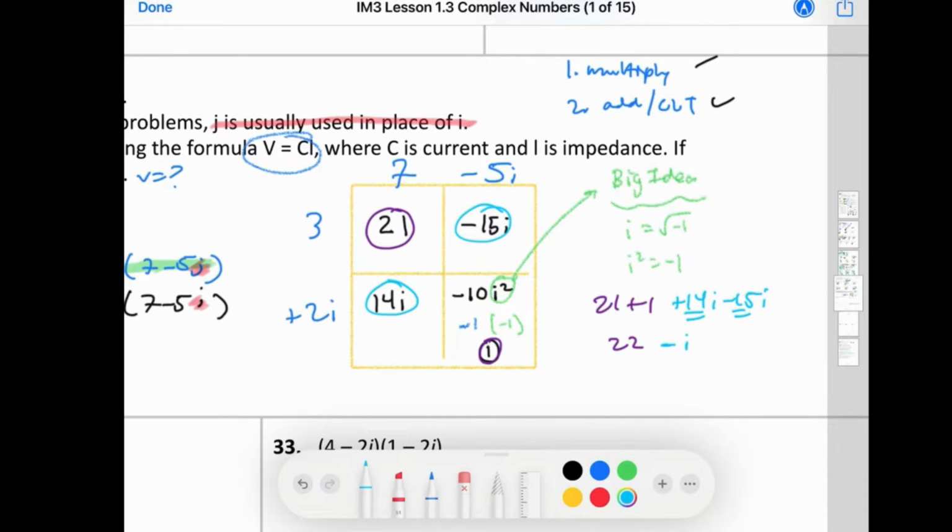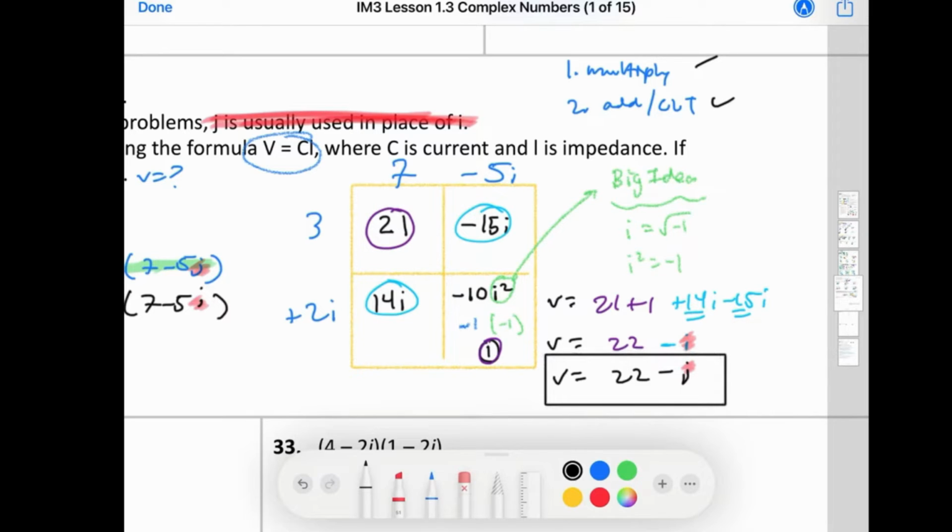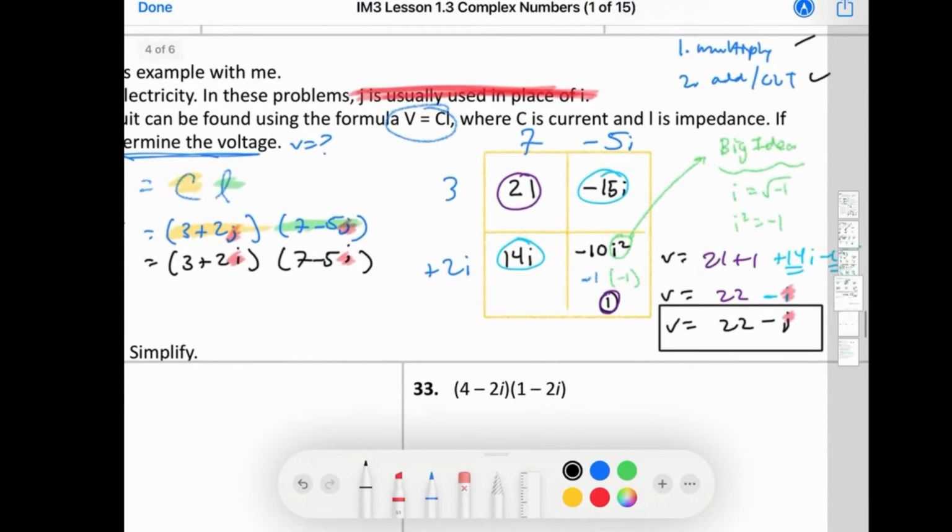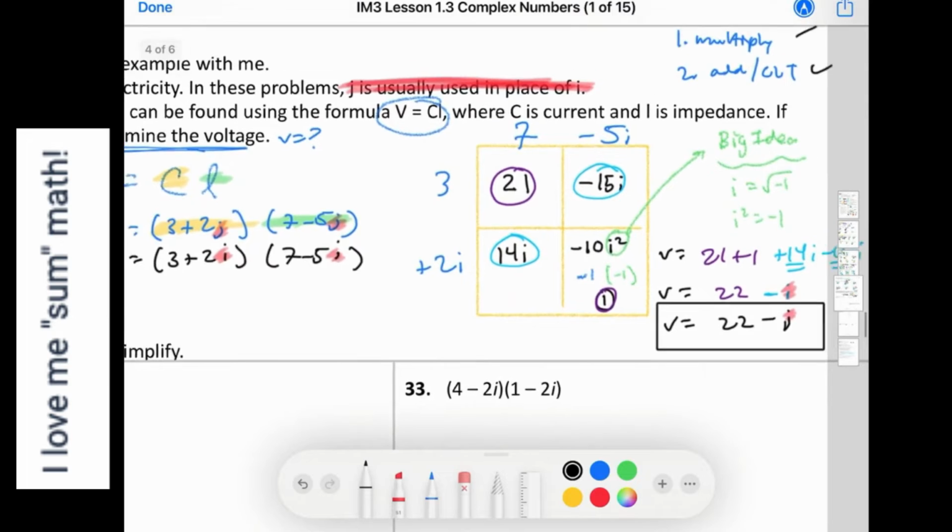And the i business, again, let's go back up here, it says use J for I. So we can say that V equals this, V equals 22 minus J. Okay? So the big idea here is use the formula, use a box method, and then simplify.